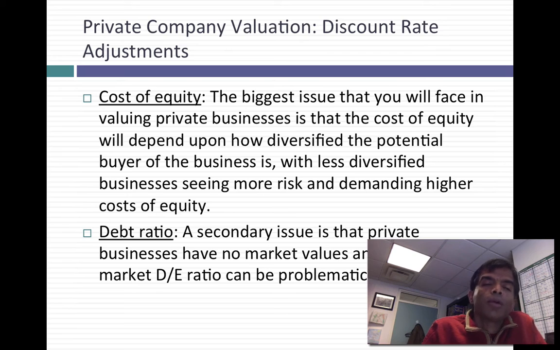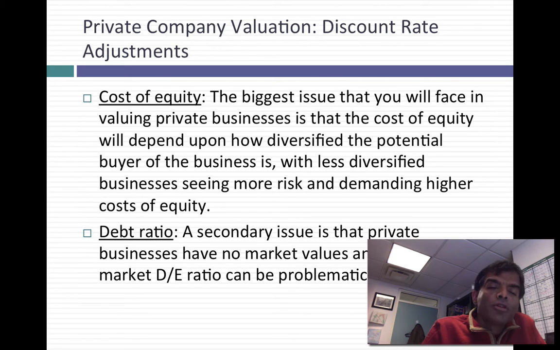On the cost of equity, with public companies, we always use a market beta, assuming that the marginal investor in the company is diversified enough to get rid of all of the remaining risk. With a private business, your cost of equity might depend upon how diversified the potential buyer of the business is. Not the seller, but the buyer. And the less diversified the buyer of the business, the more risk and the higher the cost of equity they'll demand in buying your company.